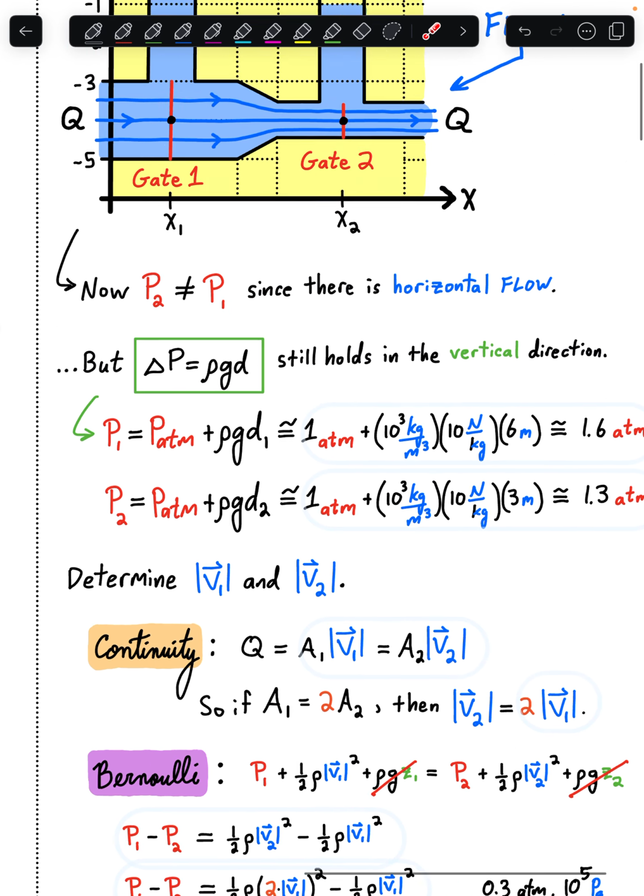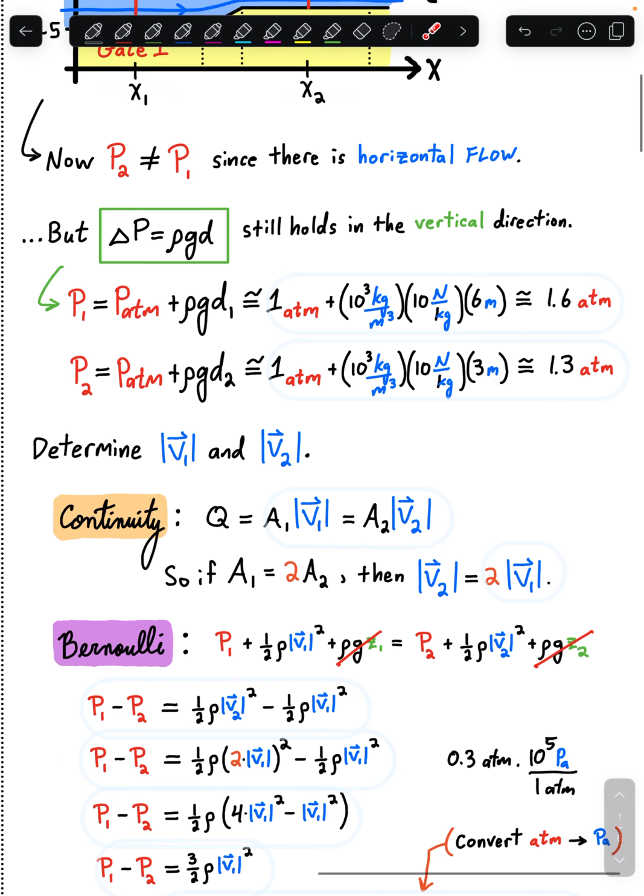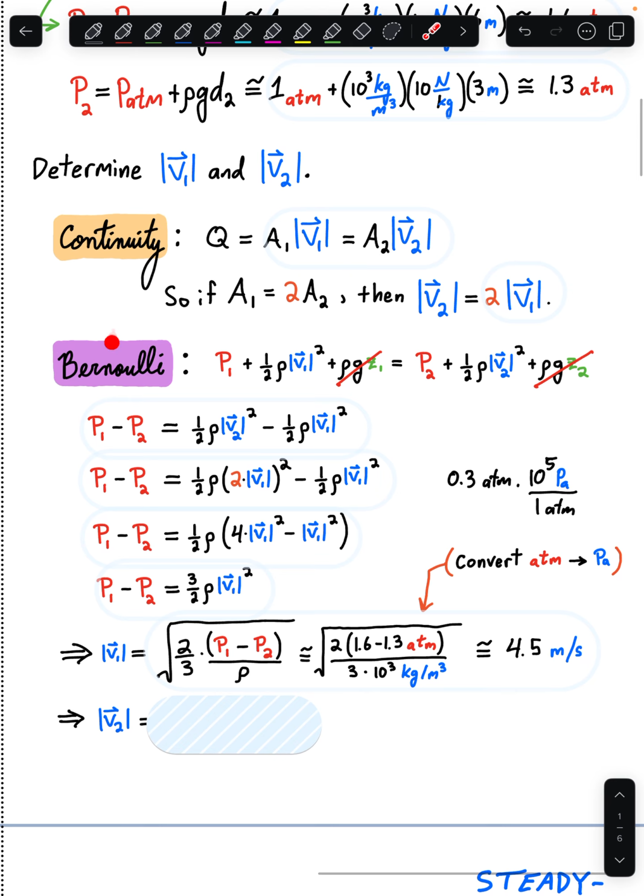So look at that. If we know the heights of these two columns, and we know the widths of the pipes here and here, that's enough information to conclude what the speed of the fluid must be here at gate 1. We now know the speed by using our continuity and Bernoulli equations. We found the speed at gate 1, which means since the speed at gate 2 is double the speed at gate 1, we also know the speed at gate 2. We can solve for both of those speeds.